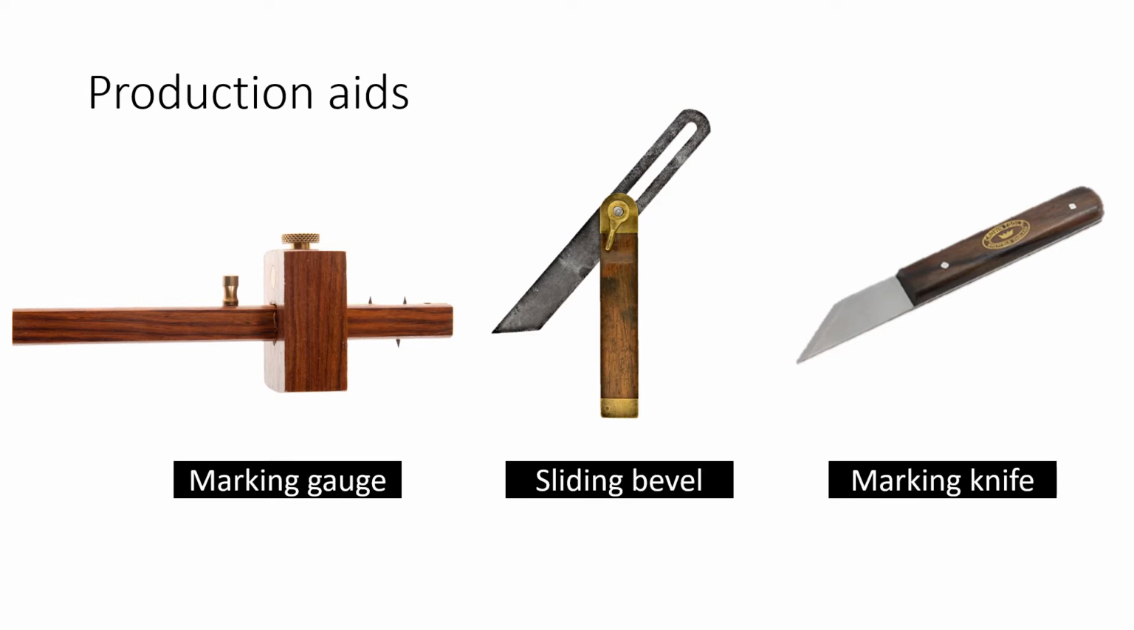A marking knife is a woodworking layout tool used for accurately marking workpieces. It is used to cut a visible line, which can then be used to guide a hand saw, chisel or plane when making woodworking joints and other operations.